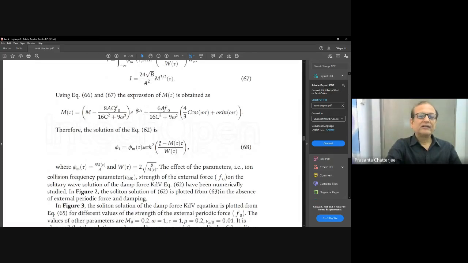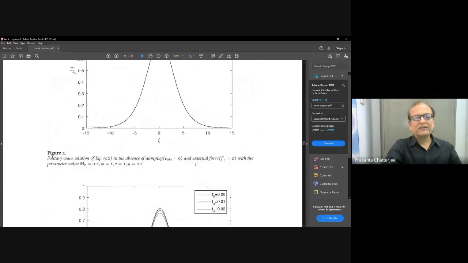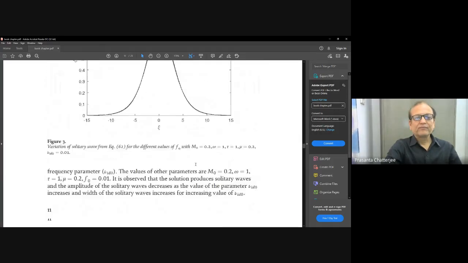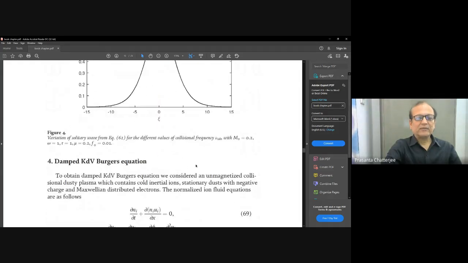So this result 68 is very much similar to that of 62, except that all amplitude, width, and velocity depend on τ. So accordingly, pictures are drawn. You can find out how it changes with time t.